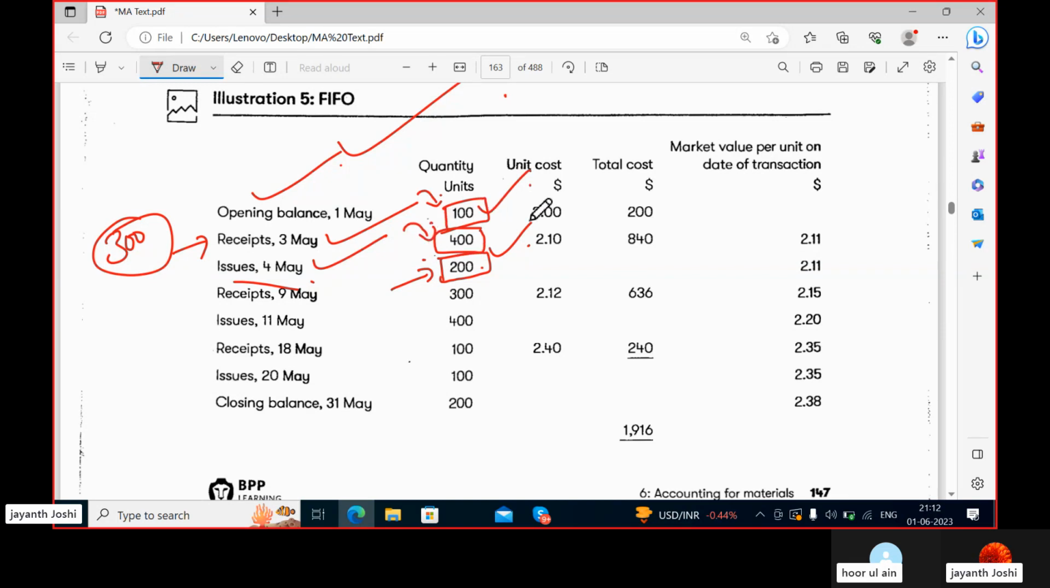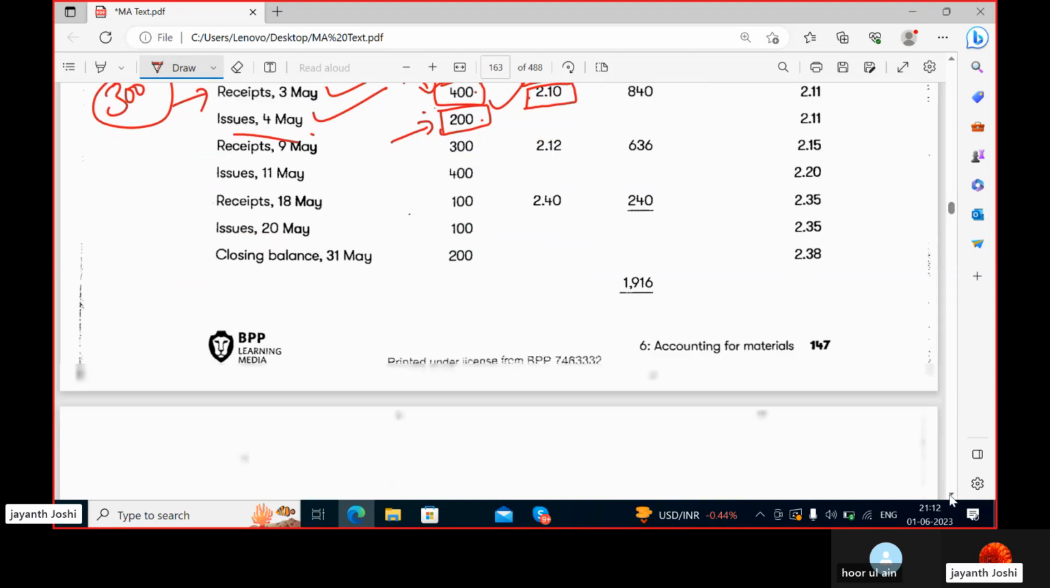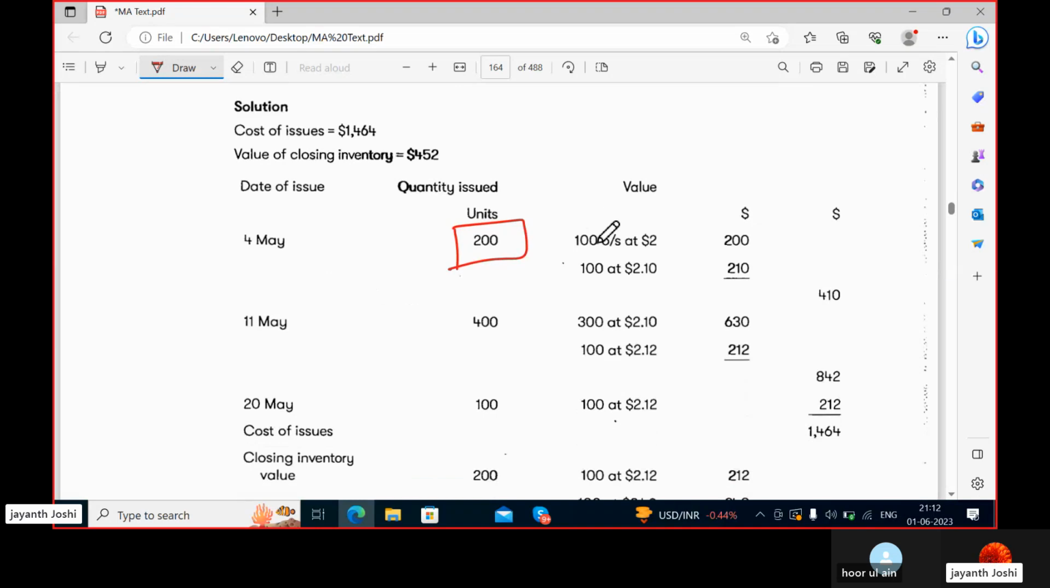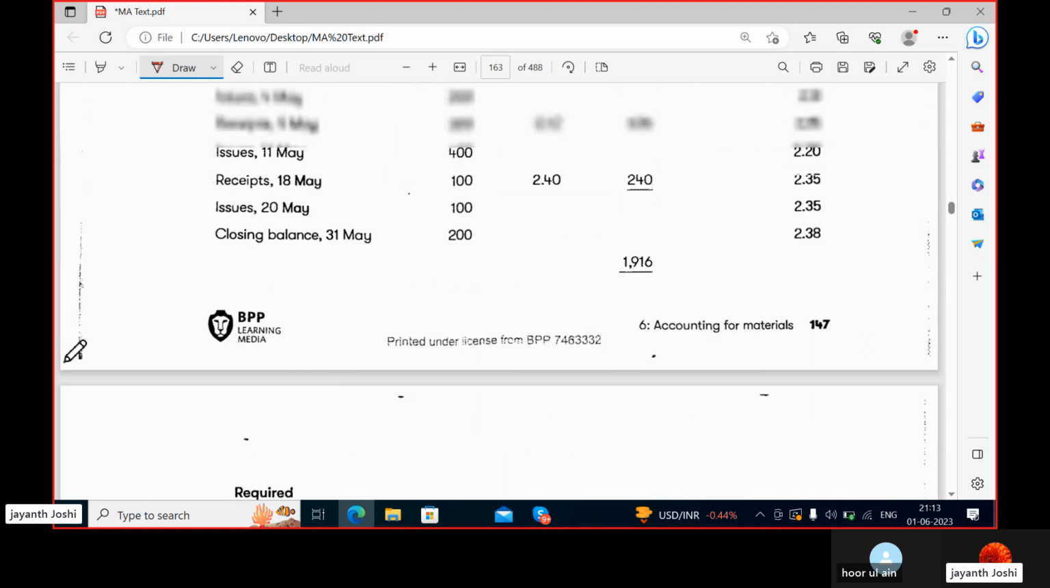This lot costs you $2 per unit. This lot costs you $2.10 per unit. So you will take 100 units from this, 100 from this. So the leftover is how much? 300 at the rate of 2.10, correct? Now we are selling this. We took the opening balance and this one, and 200 units are sold. The total cost is 410. Now on 11th May again, you have to sell how much?